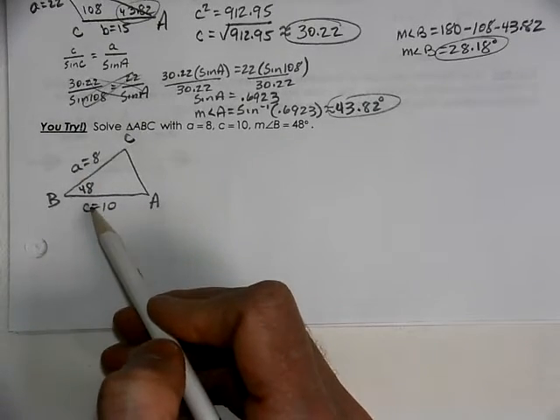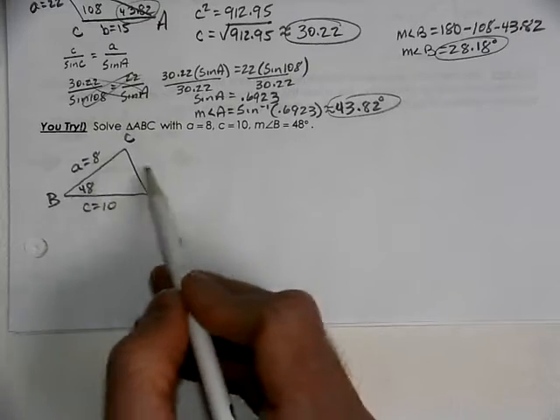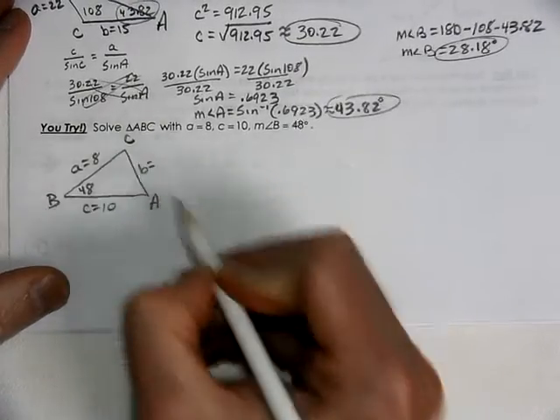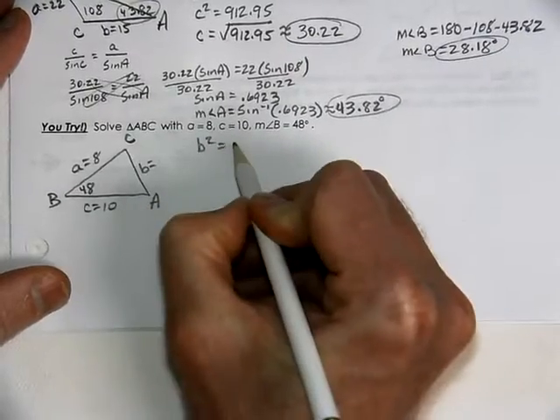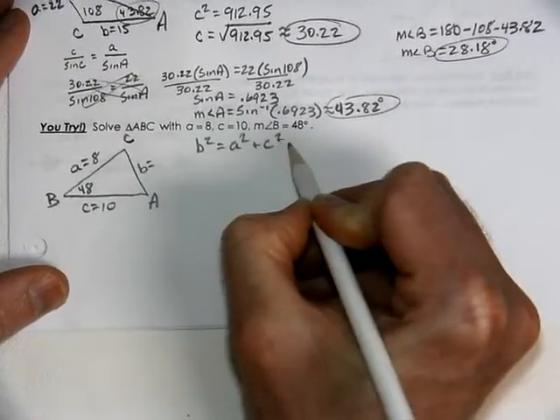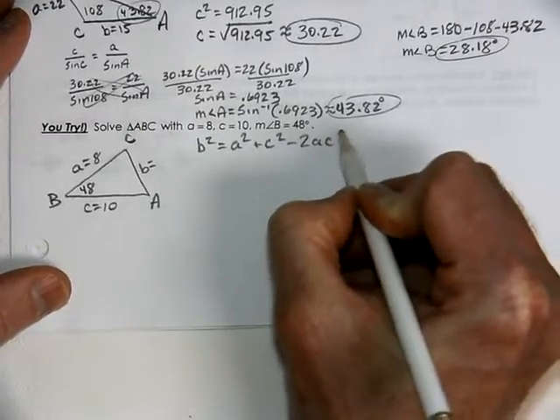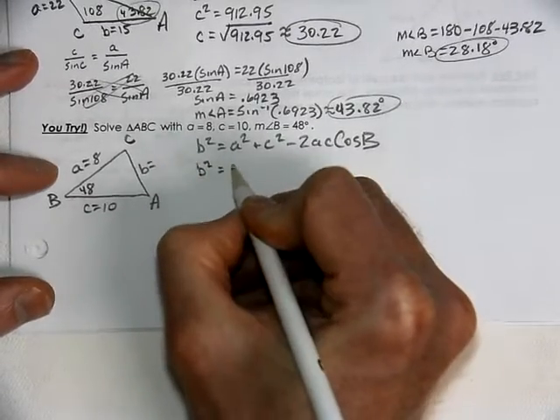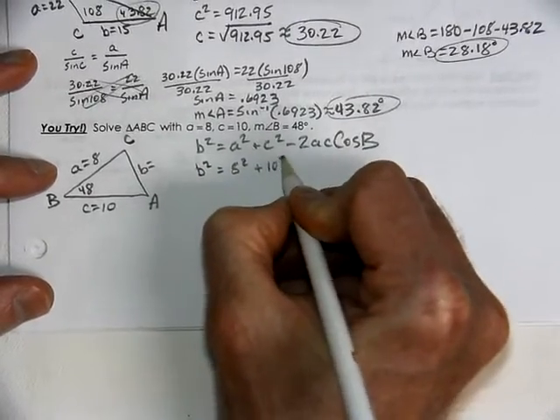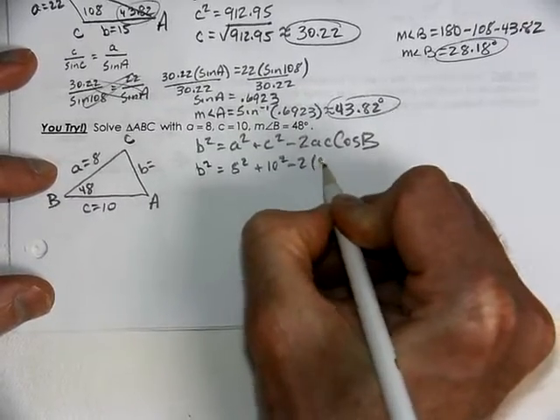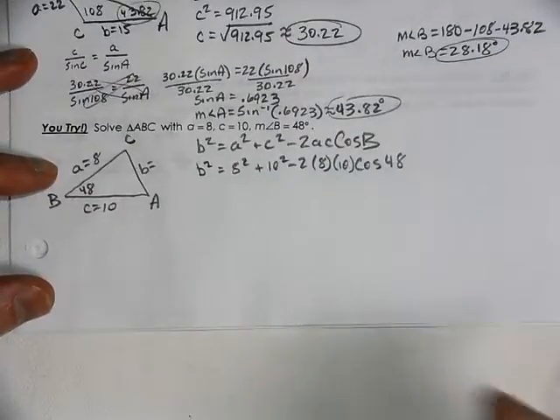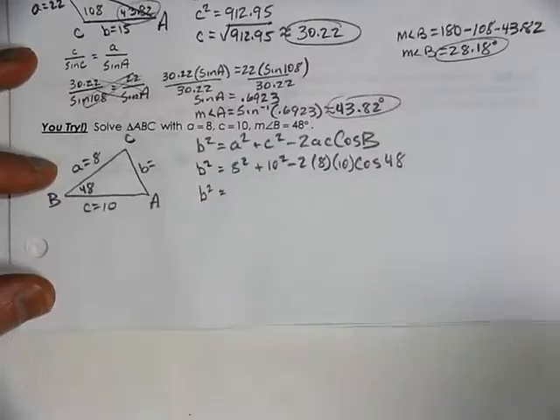We can't use law of sines because we don't have the angle and the opposite side for the same letter. So to solve for B, we're going to have to use B squared equals A squared plus C squared minus 2AC cosine of B. So looking for B squared, I have 8 squared plus 10 squared minus 2 times 8 times 10 cosine of 48. Now we can type this whole line into the calculator.